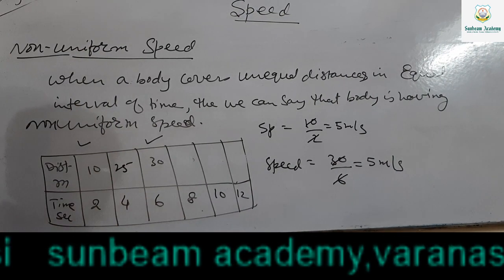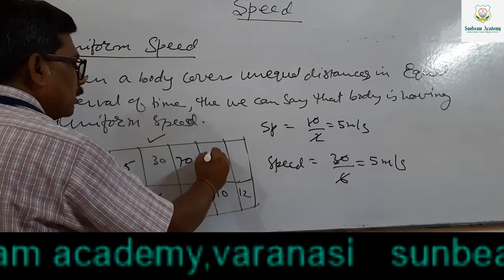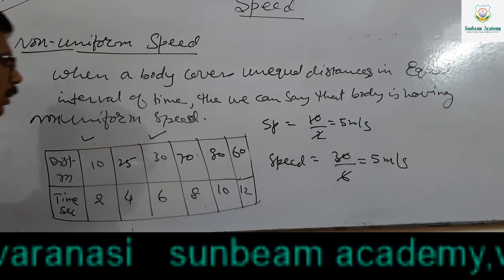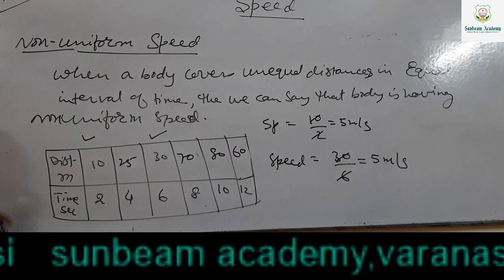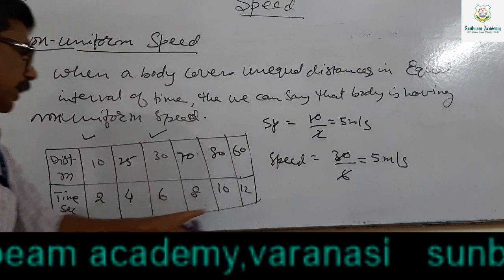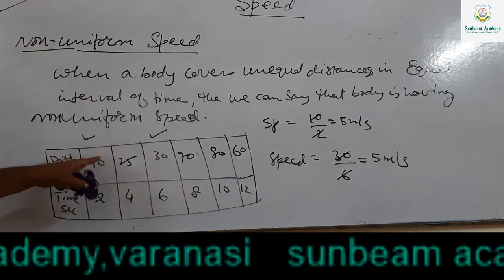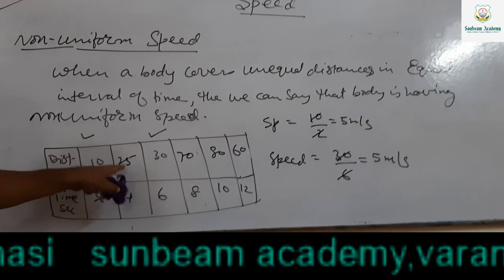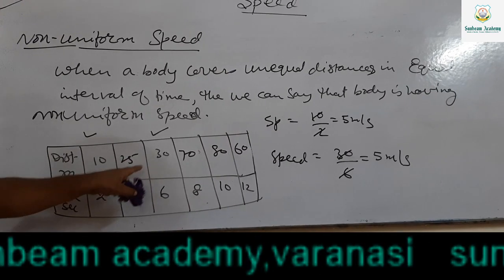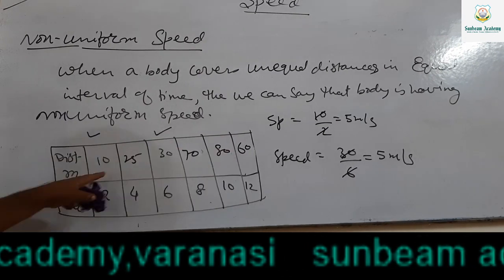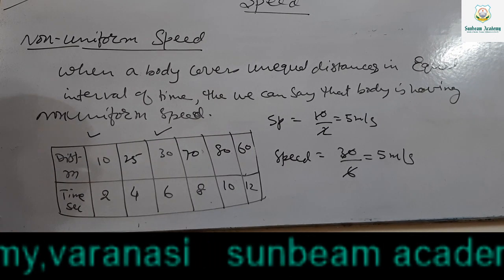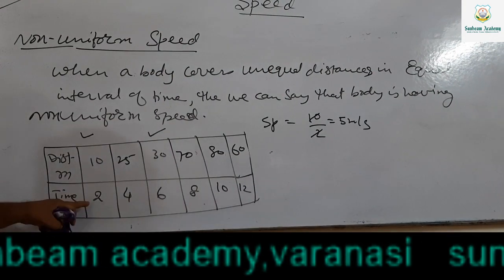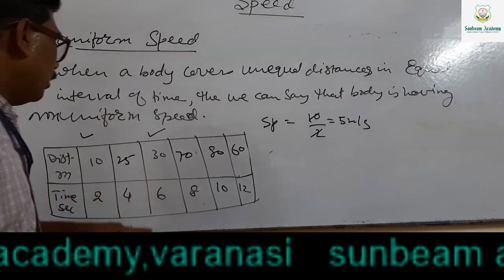25 meter, here 70 meter, here 80 meter, here again 60 meter. Now what you see, the time interval is 2 seconds, uniform time interval, but the distance covered is varying. Sometimes 25 meter, the difference is 15 meter, here 30 meter, the difference is 5 meter, here 70, here 80. And when you calculate the speed, suppose I have calculated the speed here, what you get? 5 meter.